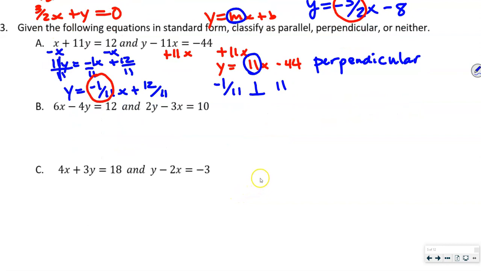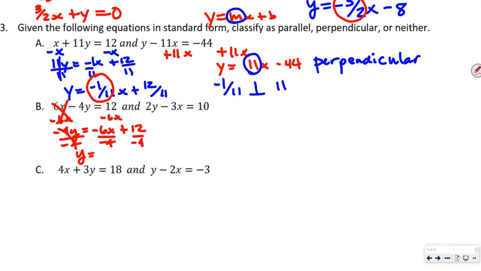All right, let's do this next one. Same thing, okay? You might want to pause the video, do it yourself, and come back to me when you're done. So here again, we're going to subtract the 6x from both sides. So now it's gone from there. We got negative 4y is equal to negative 6x plus 12. Divide everything by negative 4.